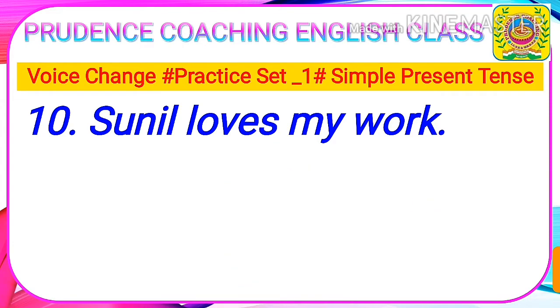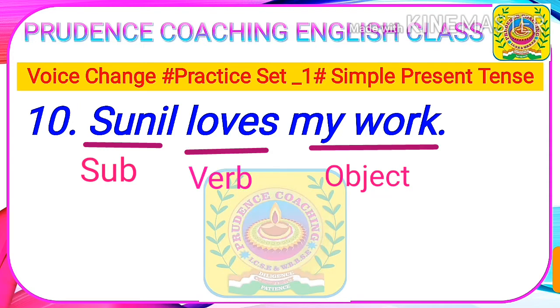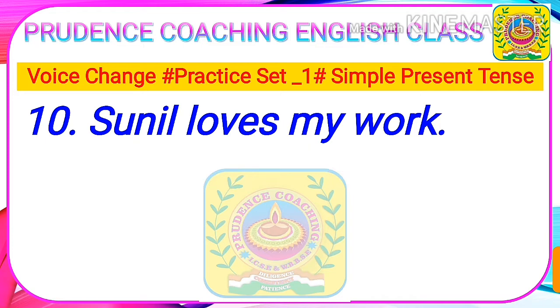Time's up. Let's check the answer. As you can see, Sunil loves my work. Here Sunil is the subject, loves is the verb, and my work is the object. As you can see, Sunil is the doer of the action, so the given sentence is in active voice.